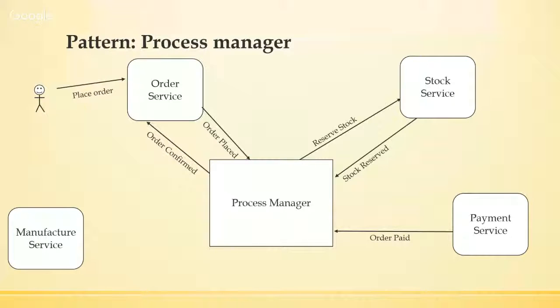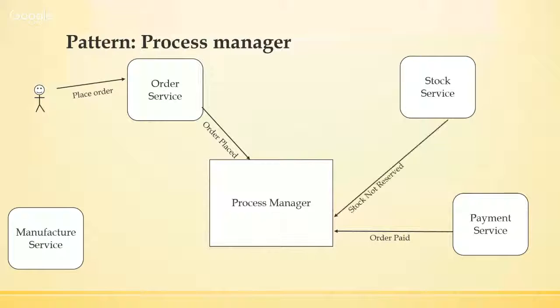So the process manager is driving all the decisions around what happens at what stage. If, for instance, we told the stock service to reserve stock, and it came back and said stock not reserved, maybe there wasn't enough stock, maybe we need to go manufacture some, whatever the reason is, the process manager at that stage could decide, instead of sending a message back to say order confirmed, this is assuming it's been paid for already. Okay.